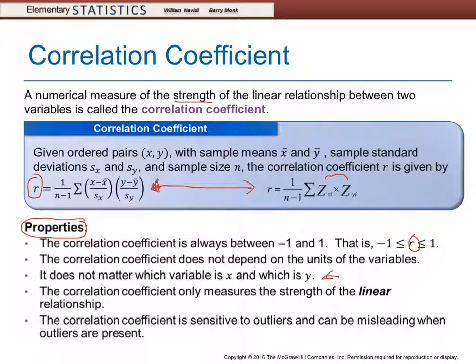The correlation coefficient only measures the strength of the linear relationship. That's the only thing it can measure. It cannot measure association. So the correlation coefficient is sensitive to outliers and can be misleading if outliers are present. And we'll deal with that in Chapter 4.3.